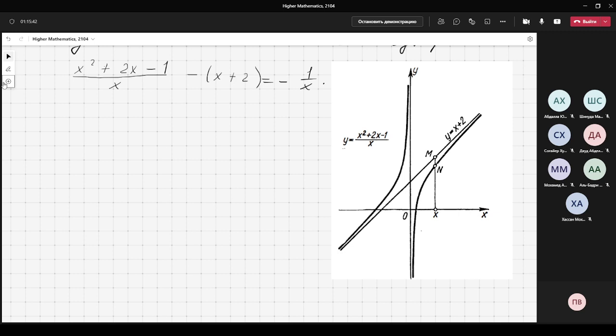Example 5. Find the asymptotes of the curve y is e to the power of minus x times sine of x plus x. Solution.